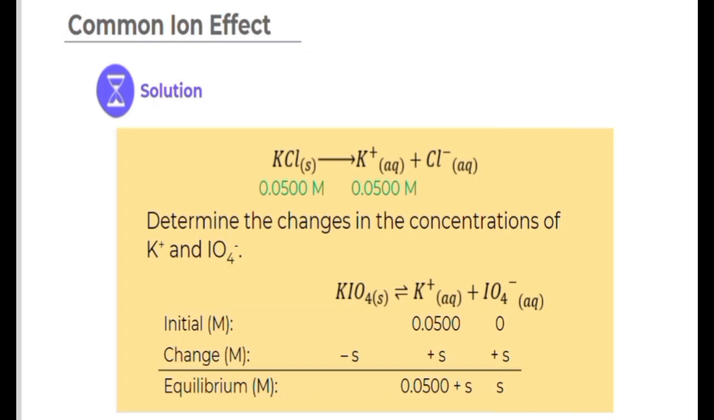The initial concentration of potassium ion is 0.0500 molar. If you let S be the molar solubility of potassium periodate, the concentration of potassium increases by S, while the concentration of periodate ion increases by S at equilibrium. The concentration of potassium ion is 0.0500 molar plus S. For periodate ion, it is S.